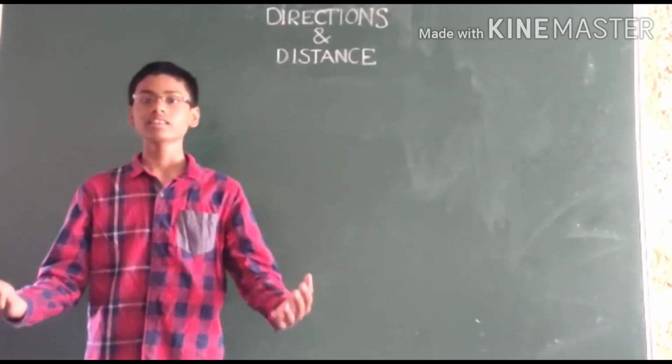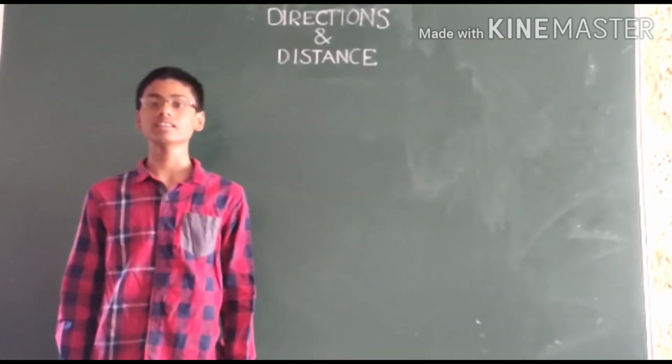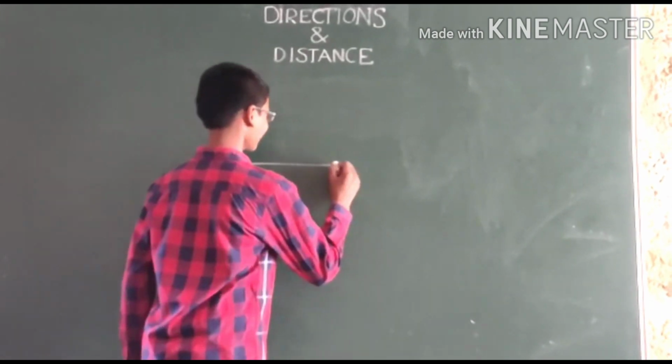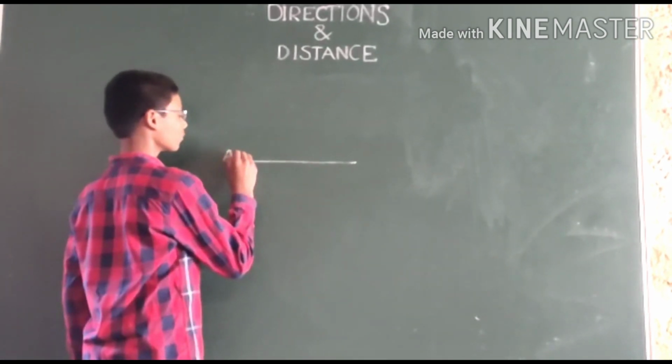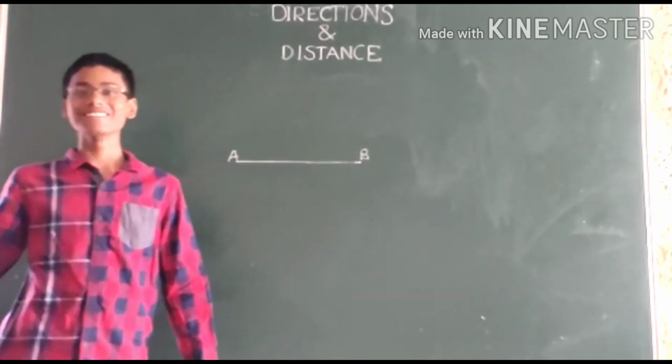What is the distance? The distance is the total movement of an object without any regard to direction. For example, here from point A to point B, this is called the distance.